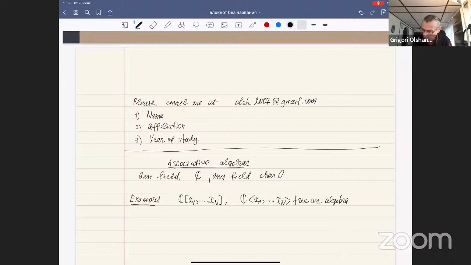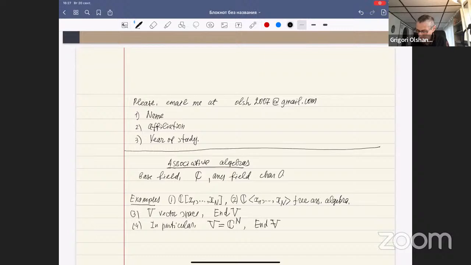The next example is as follows. Assume V is a vector space, arbitrary, maybe infinite dimensional, and the algebra is the algebra of all operators, endomorphisms on V. And in particular, assuming V is the coordinate complex space, then this algebra is simply the algebra of n by n matrices, say complex valued.